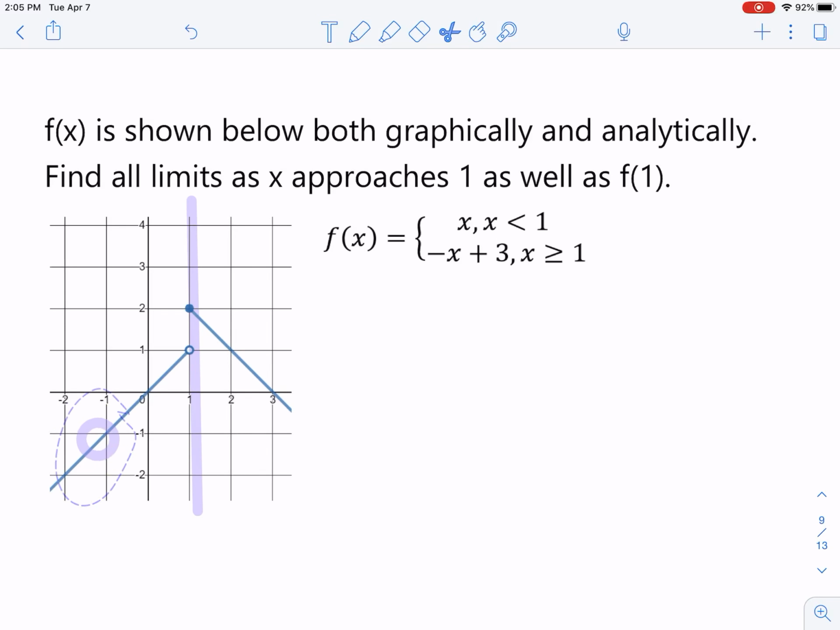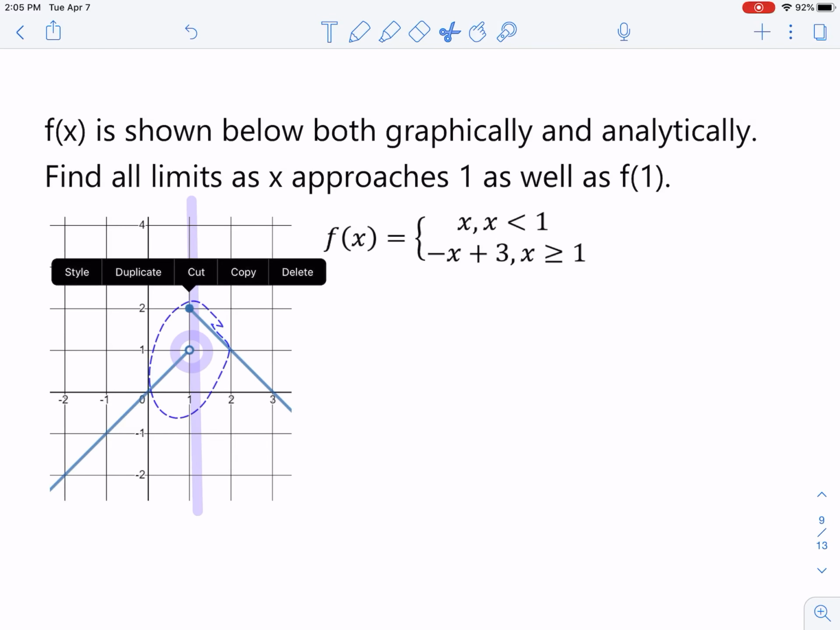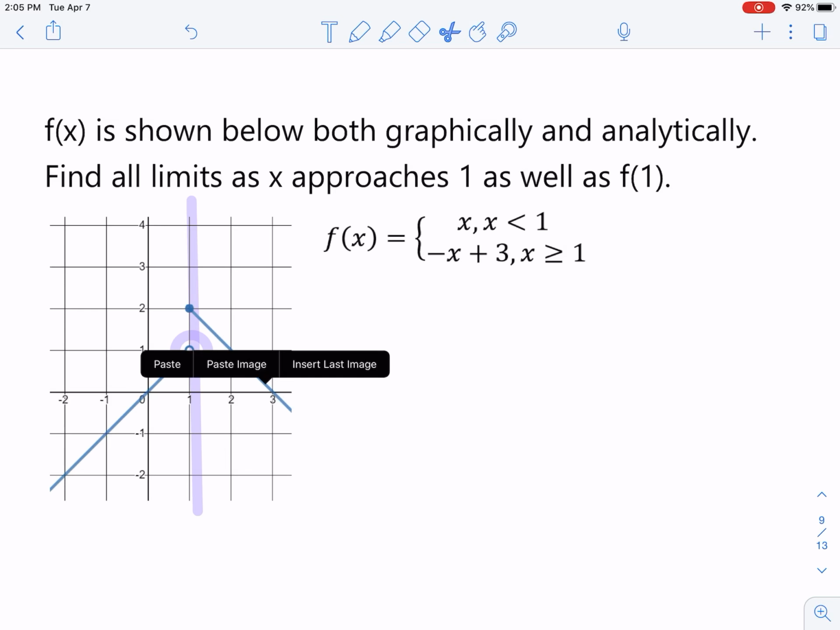So if I approach coming from the left, it looks like my left-hand limit, is it going to exist, first of all? It is going to exist, because remember, it's what we're approaching, not necessarily what we land on. So we're approaching y equals 1 from the left. And then it looks like we're approaching 2 coming from the right, which means the full limit is what? It doesn't exist because the left and the right are different.